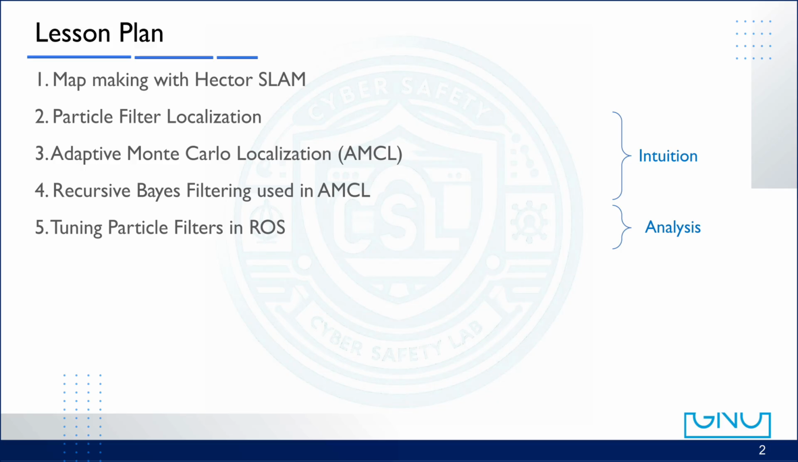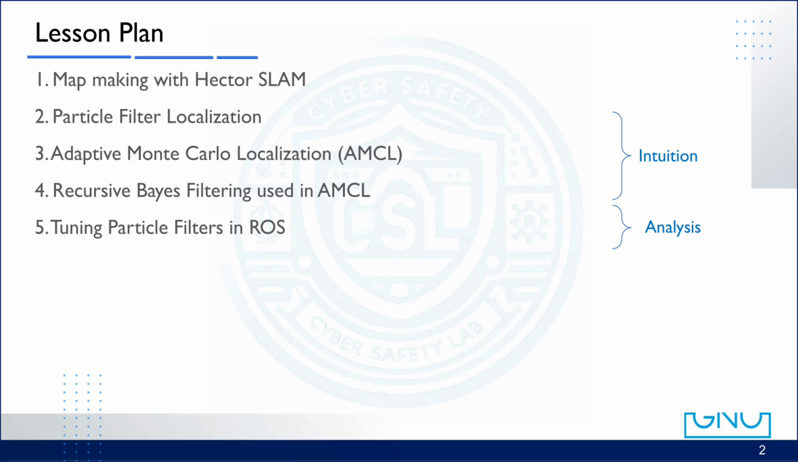Second, we introduce particle filter localization. Here, we will build intuition about what particles represent, how they approximate probability distributions, and why they can handle nonlinear and non-Gaussian systems. Third, we study adaptive Monte Carlo localization, also known as AMCL. This is the widely used ROS package that dynamically adjusts the number of particles depending on the robot's uncertainty. We will look at how AMCL improves both accuracy and efficiency in real robots.